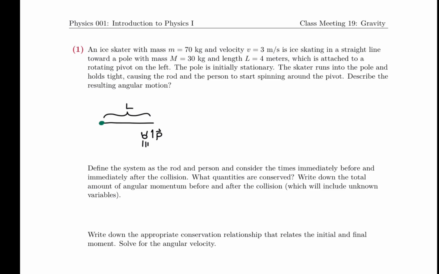The resulting angular motion, if they grab on, is that they and the rod will start to rotate counterclockwise. I could say in that case that omega points out of the page if I wanted to describe the overall angular velocity that results after this collision. Collision being key here, because with collisions we can typically use angular or linear momentum.